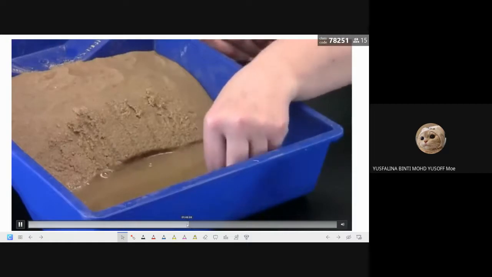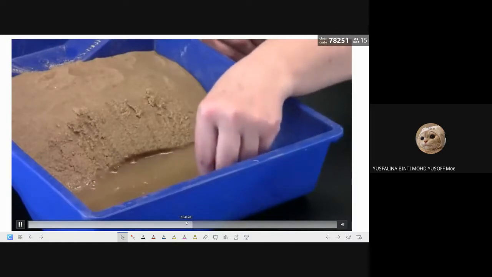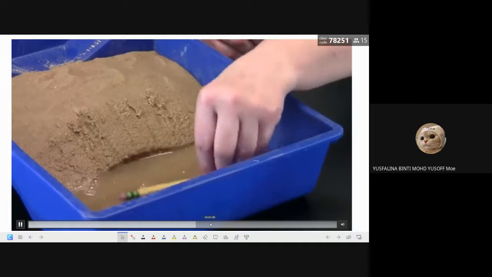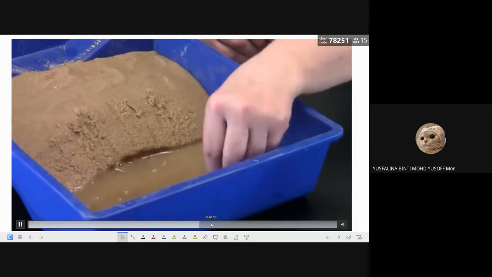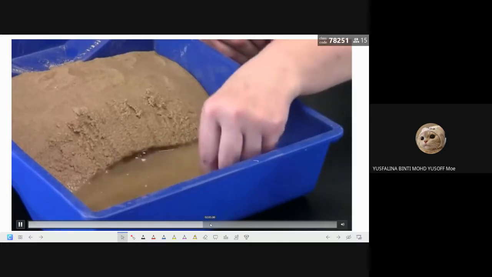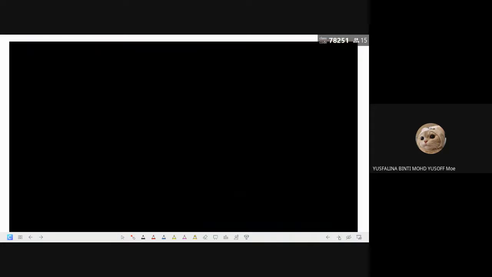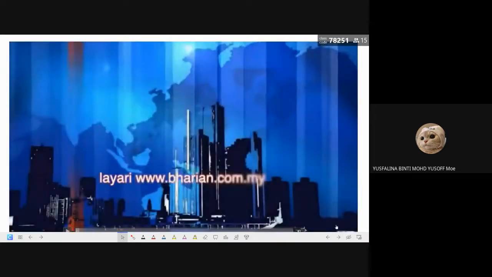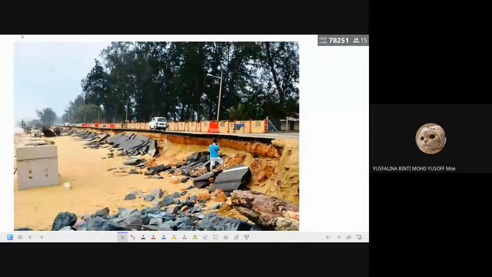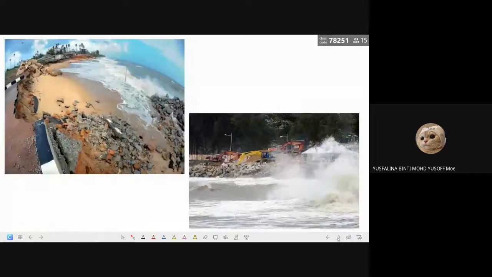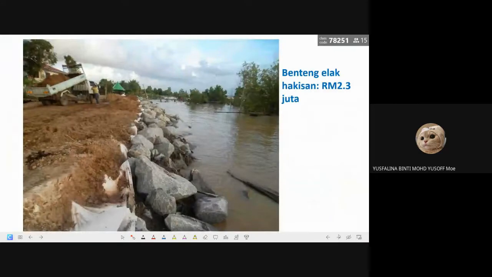So this one is actually to show the correlation. What do you see happening? What do you notice? This is actually the effect of the reflection of waves. This is actually the effect of the reflection of waves, which can cause corrosion.